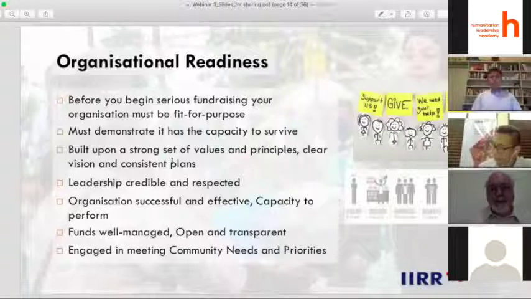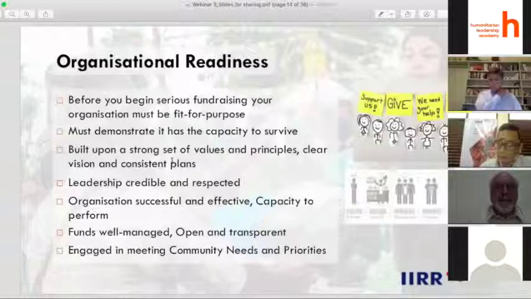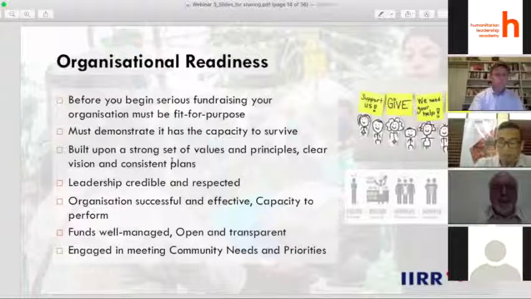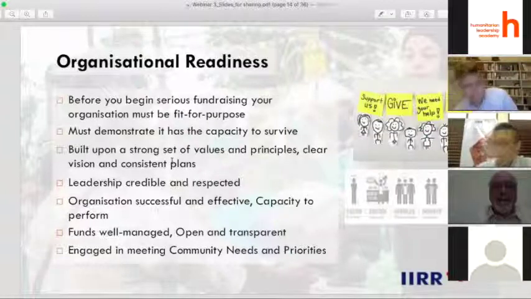The next slide, please. So before you begin fundraising seriously, what then are some of the factors that you need to consider in terms of organizational readiness? The first, of course, is your organization should be conducting activities which I've called here fit for purpose. What does that mean? Well, people are going to give money to organizations that are actually addressing real needs or real priorities or real issues in the community.